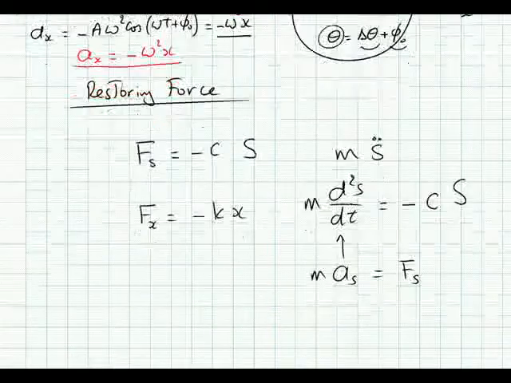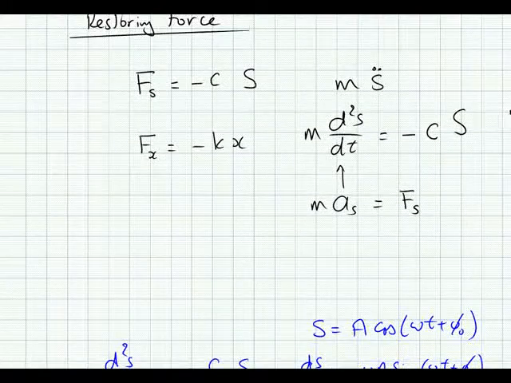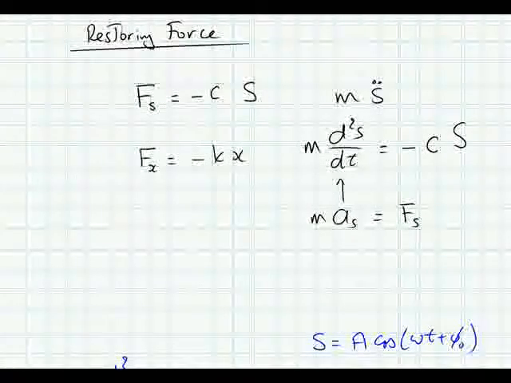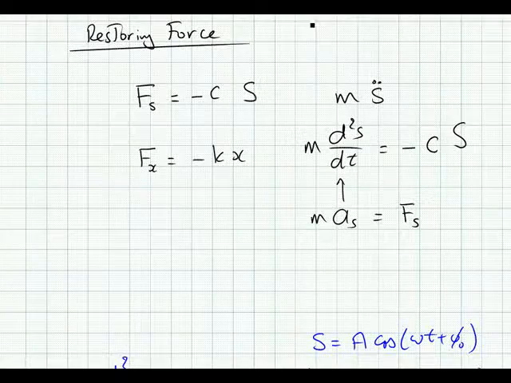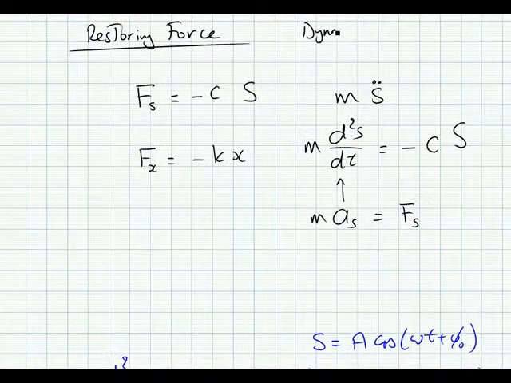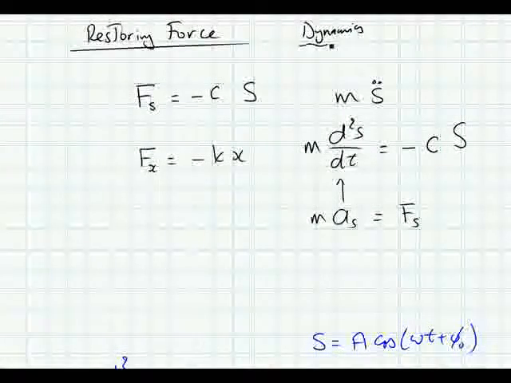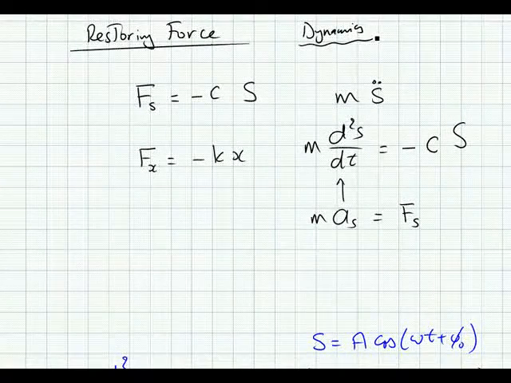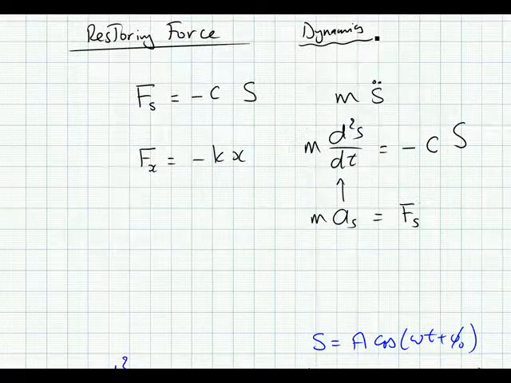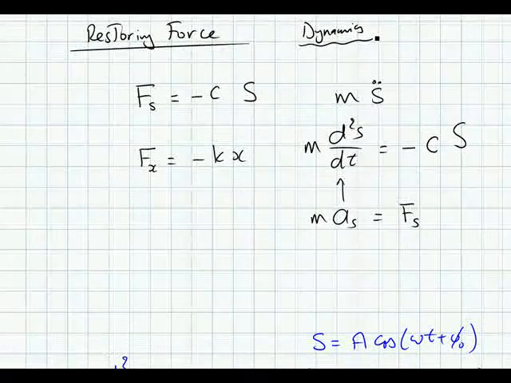Now, a second way to describe simple harmonic motion is using dynamics arguments. So using dynamics, which is the argument of not how, but why do objects move in the way that they do.